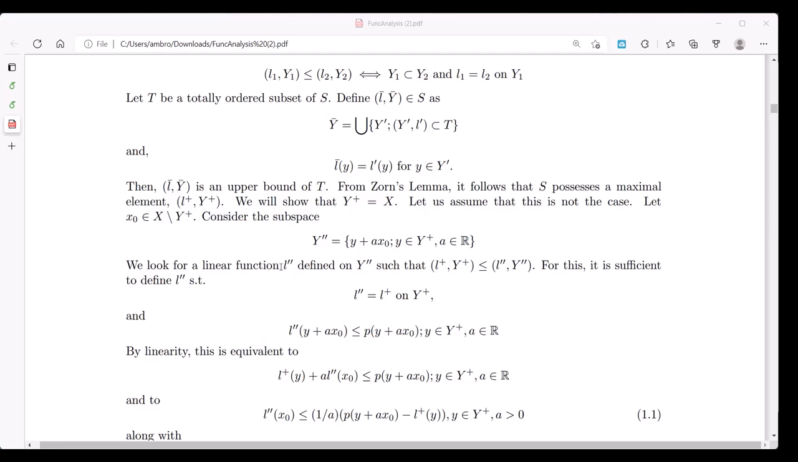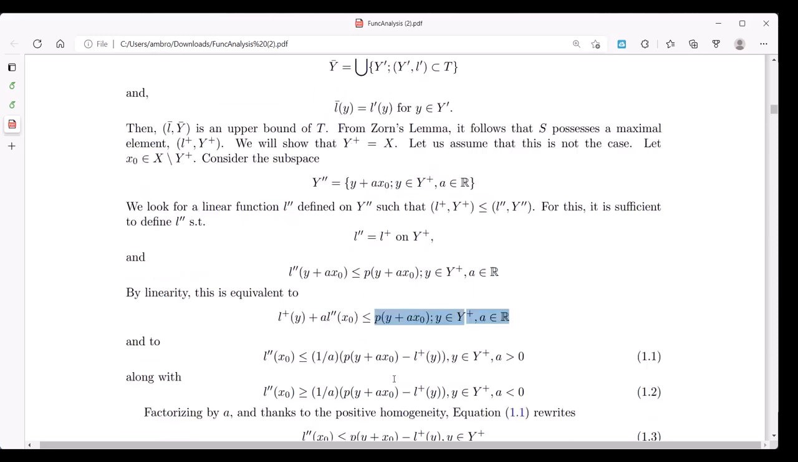So L second is linear. So here I can apply linearity. I will get L second of Y, but Y belongs to Y plus, so instead of L second, I can write L plus. Plus A, because L second is linear, I can put the A outside and I get that. Then the right hand side doesn't change.